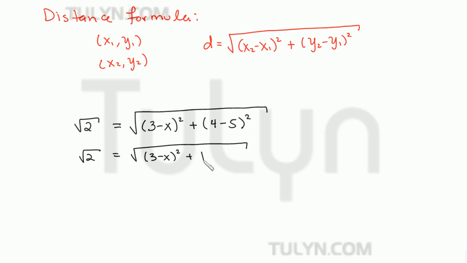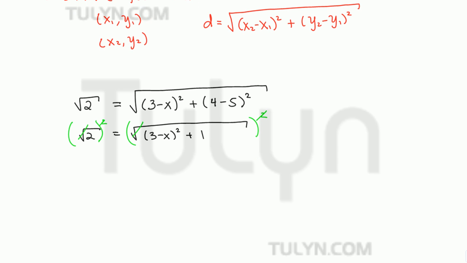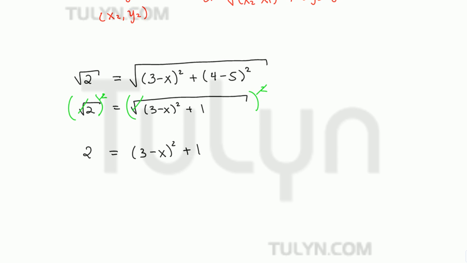So now we can solve, and since there's a square root on both sides, what we can do is square both sides. And in both sides of the equation, the operations are going to cancel each other out. So what we're left with on the left is just 2, and what we're left with on the right is going to be 3 minus x squared plus 1. So now we want to find x, right? So we should FOIL this out.